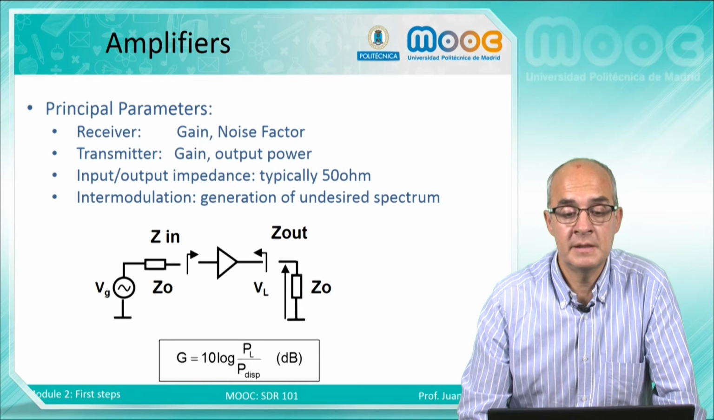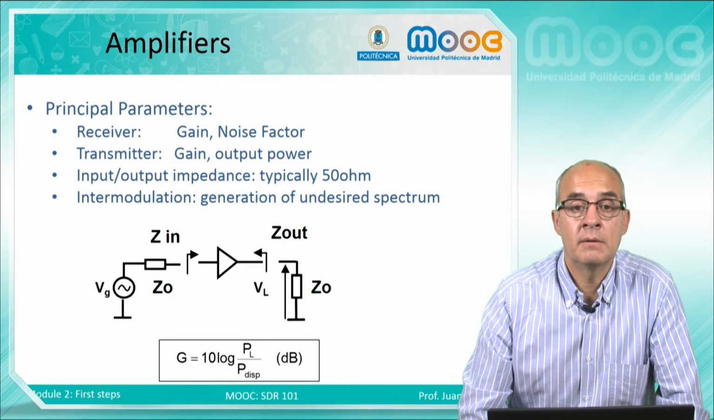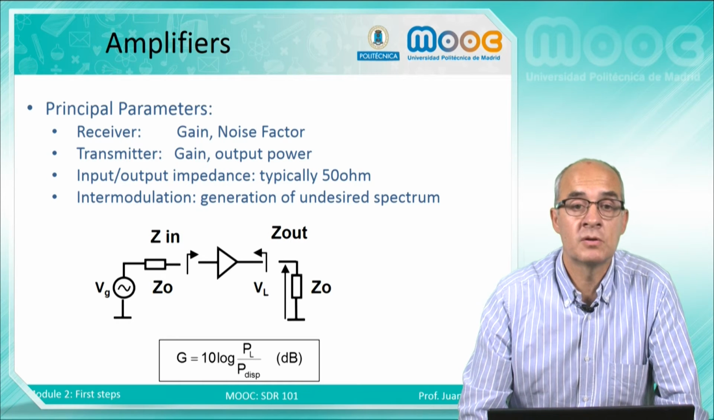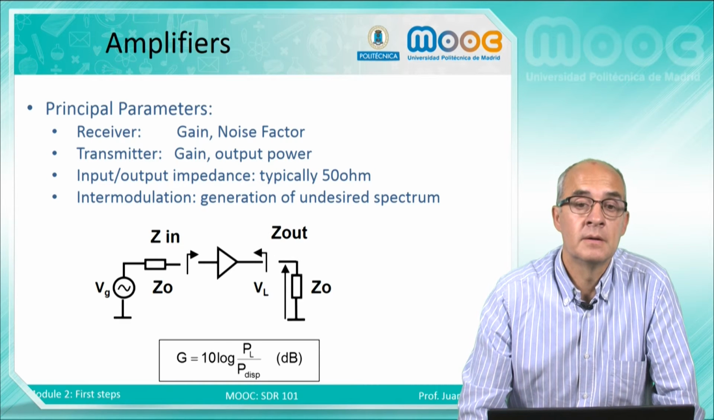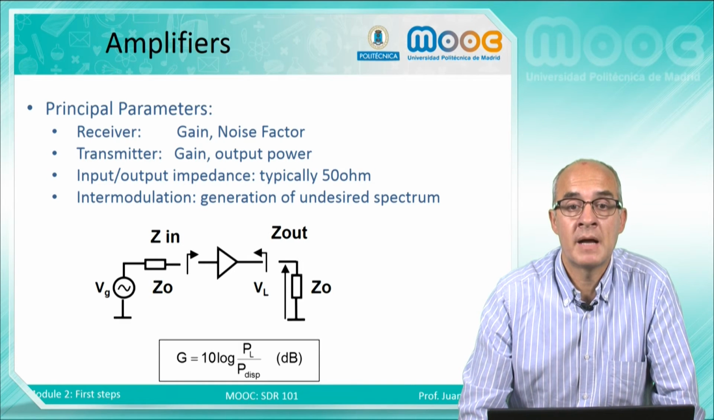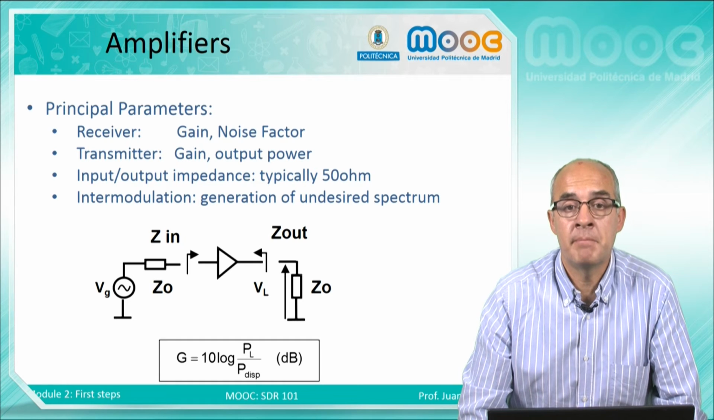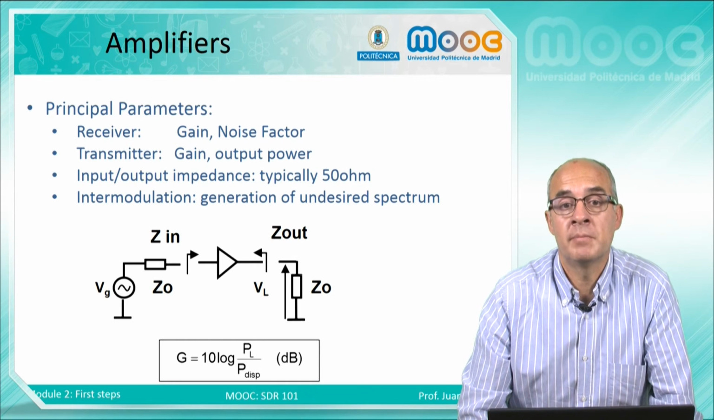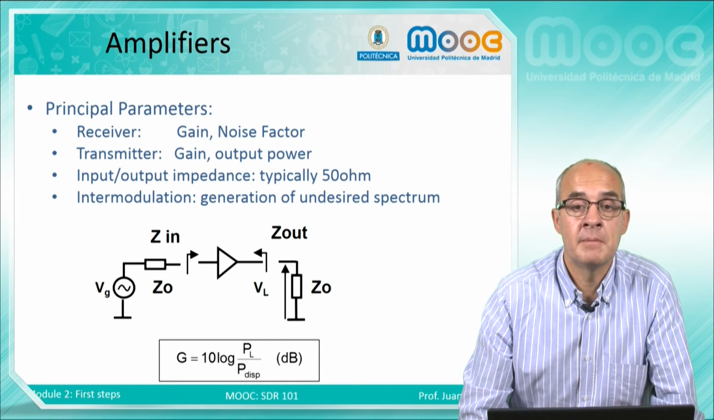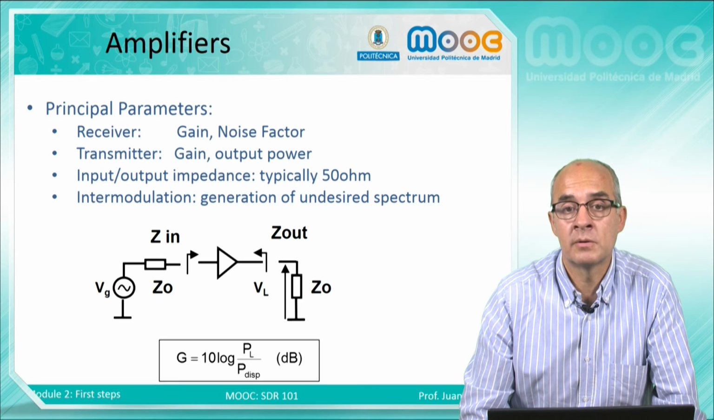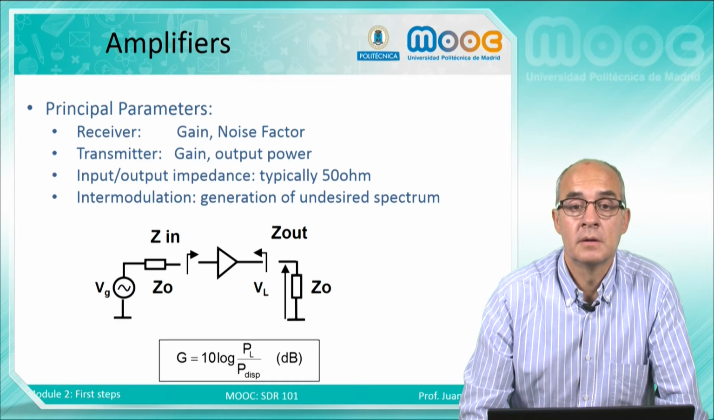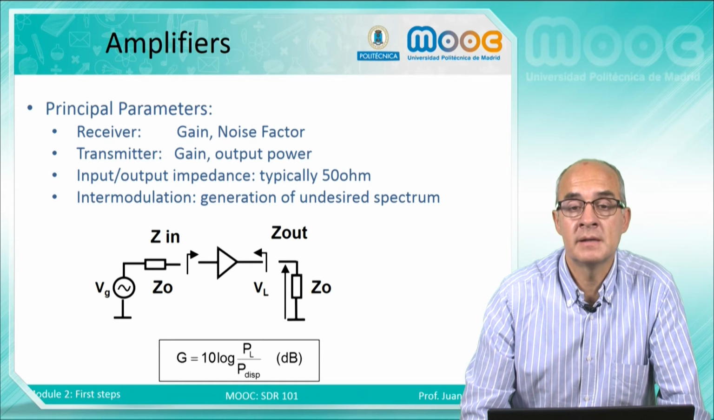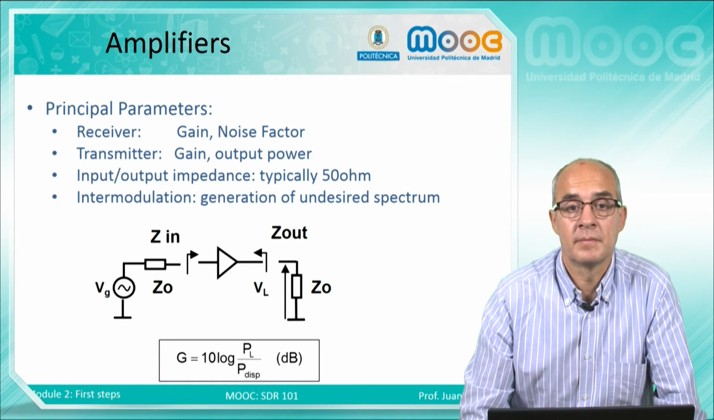Amplifiers. This is the first part. We can define two types of amplifiers. One will be the receiver amplifier, and this receiver amplifier has three main parameters: gain, noise factor, and input-output impedance. For the receiver, the principal parameter is the noise factor. This amplifier must have a low noise to increase the sensitivity of the receiver.